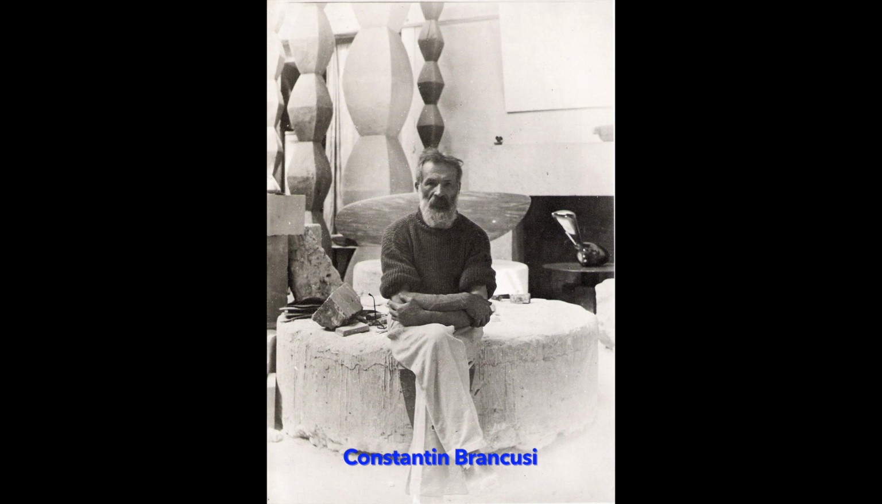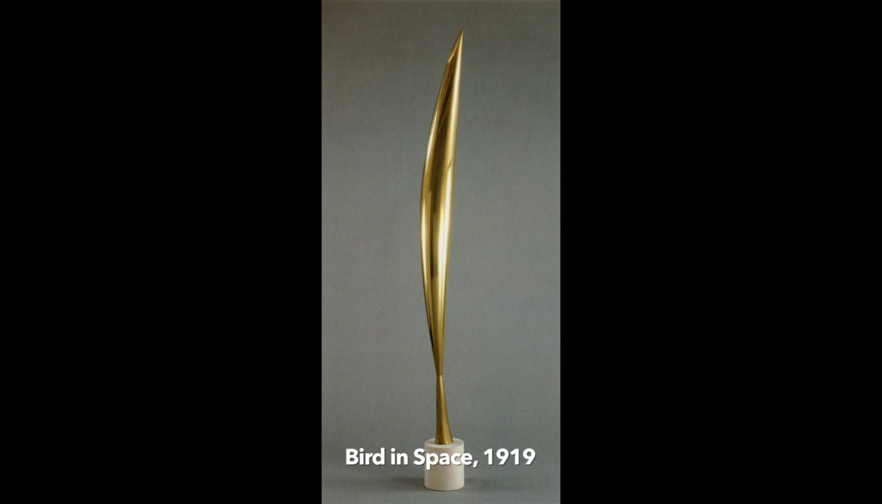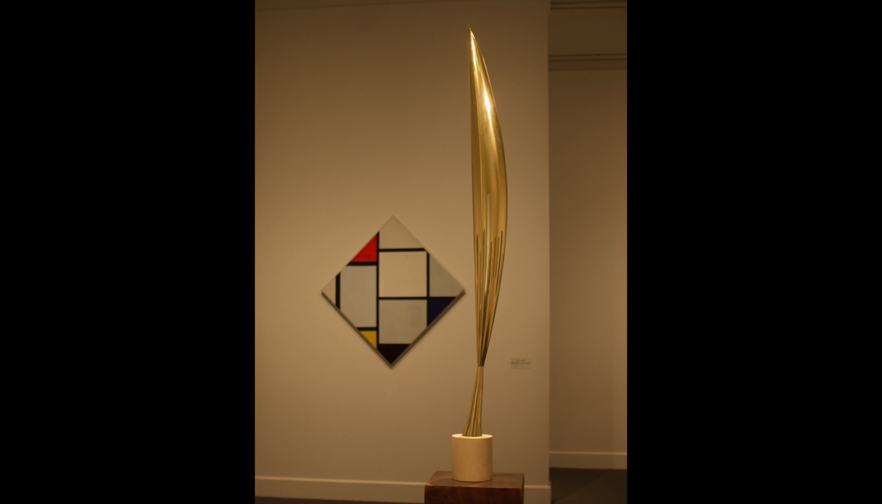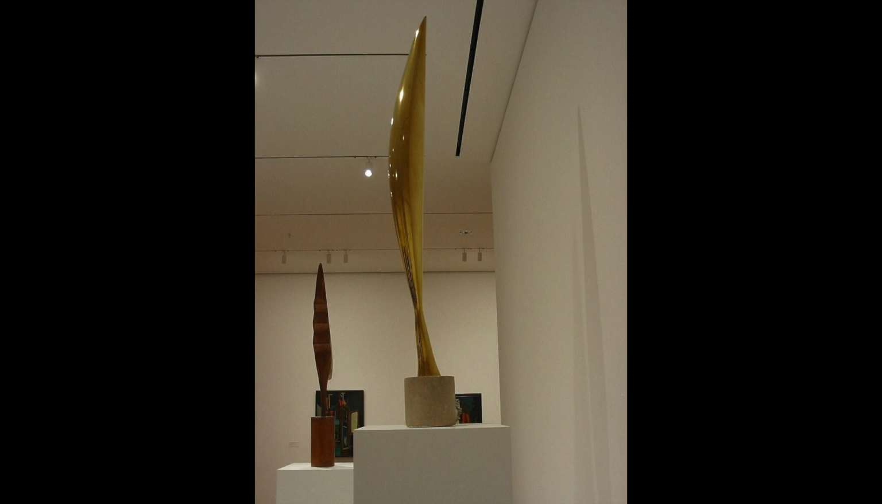Konstantin Brancusi's sculpture, Bird in Space, is a good example of how abstraction was used to express these other aspects of reality. Clearly, this sculpture doesn't look anything like a bird. Instead, Brancusi is trying to capture the energy and spirit of flight. He uses this abstract form to try and embody that energy.